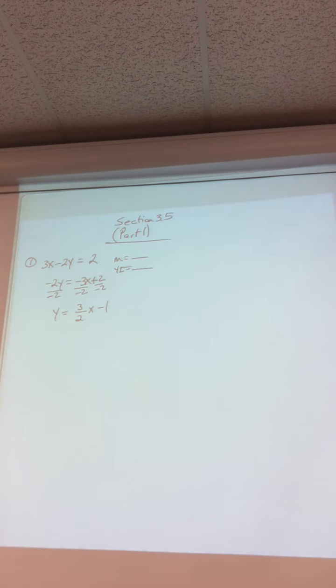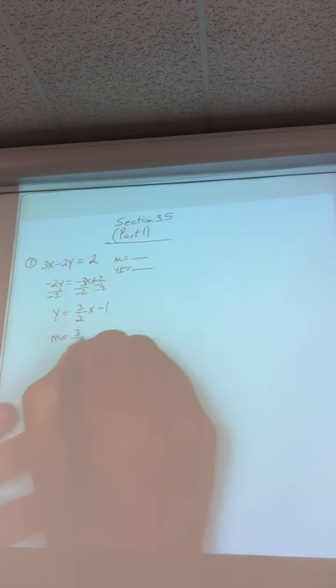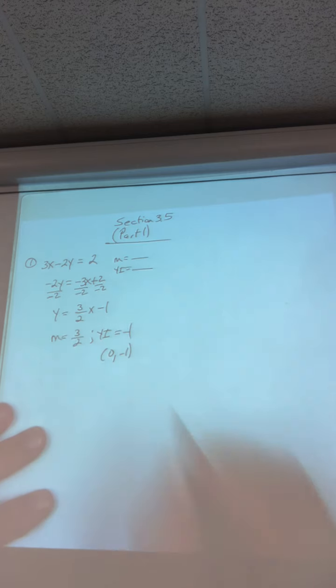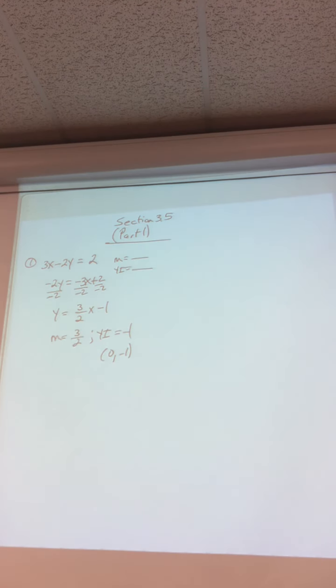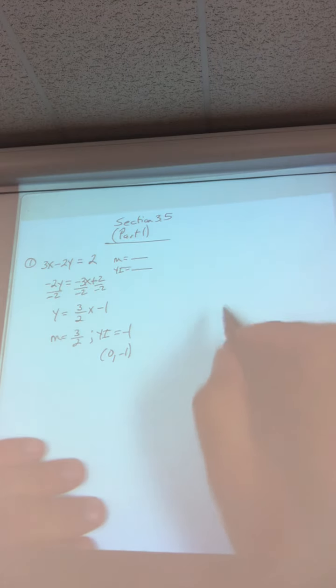So this equation right here is now in what we call slope-intercept form. This means that the slope is the coefficient of x, 3/2, and the y-intercept is -1, or we could write it as the ordered pair (0, -1). All right, so how do we sketch this graph then? Because I want to graph by using these two facts. This is actually really easy to do.